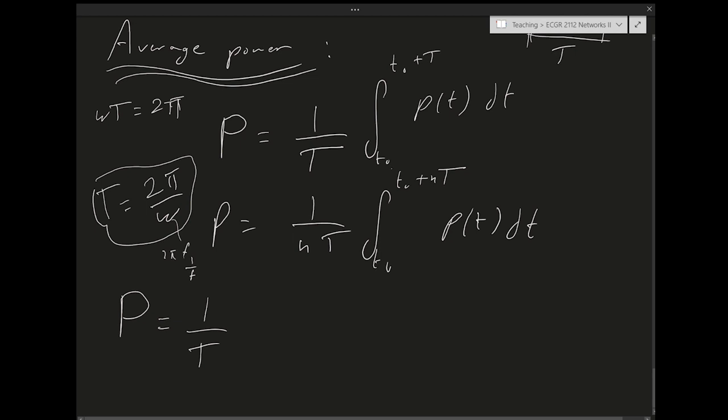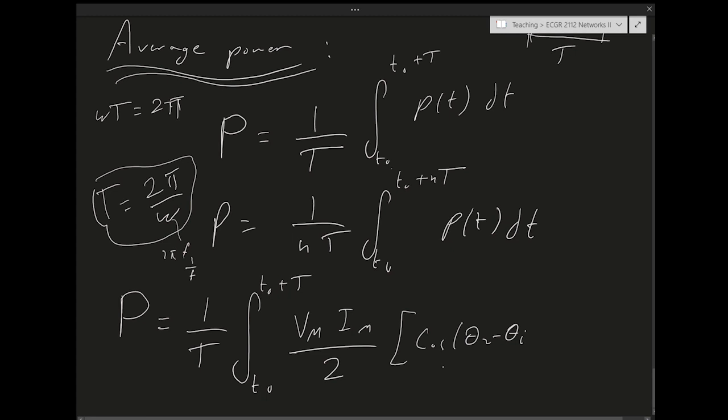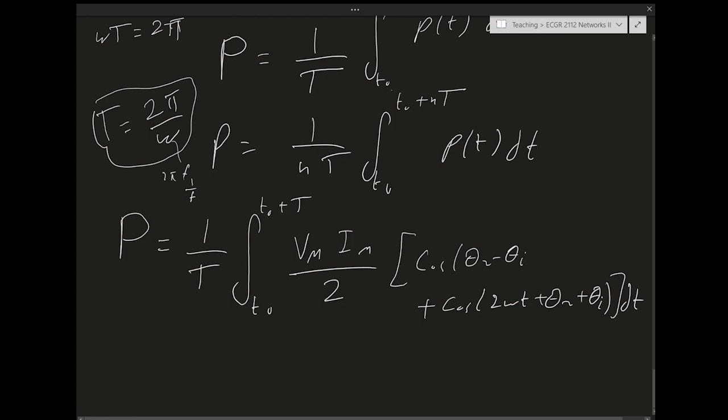Okay, let's calculate P. So it's going to be the integration from T0 to T0 plus T of Vm Im over 2 times [cosine(theta V minus theta I) plus cosine(2 omega T plus theta V plus theta I)] dt. Now we could do the integration, but we don't need to. This part is constant. You can just take it out, right?